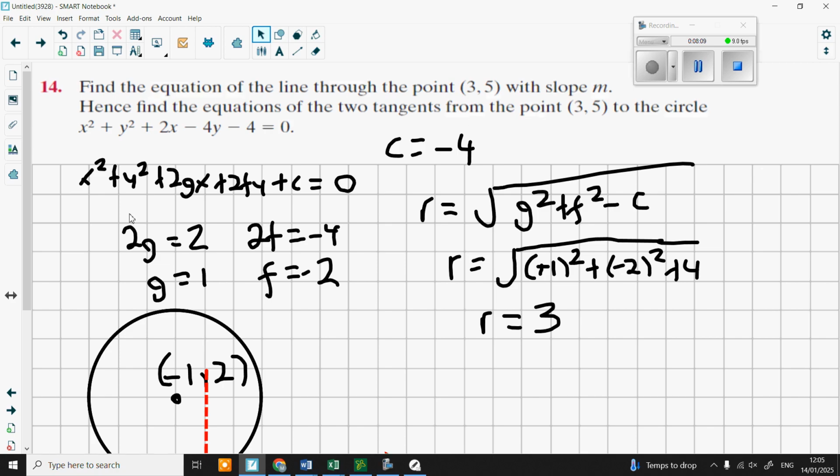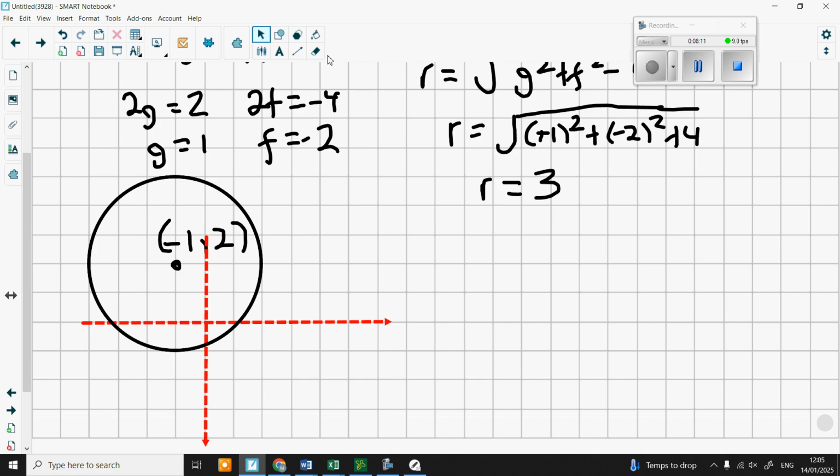Now, what it says next is there's an equation of a line through the point 3, 5 with slope m. Now, 3, 5 is 3 across and 5 up. 3, 5 is all the way up here. Do you notice why 3, 5 isn't on the circle? So, the only thing we're stating is that the line has to go through this.